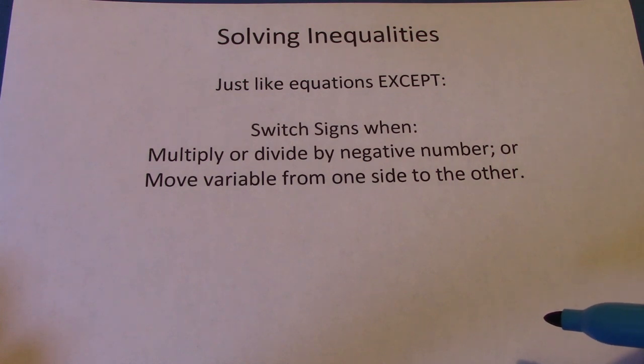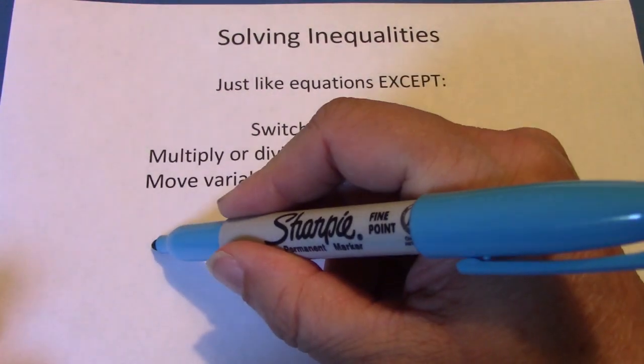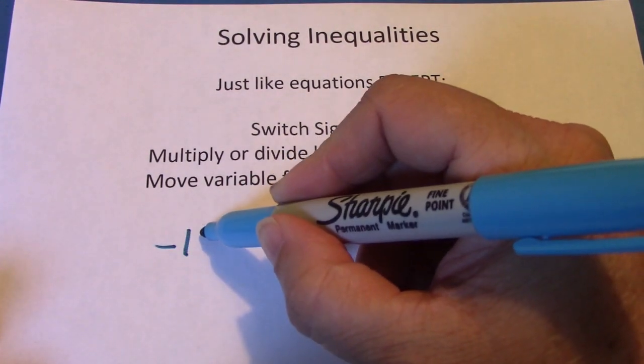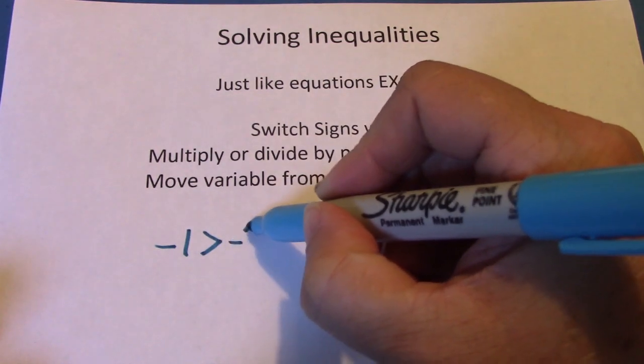The first situation is when we multiply or divide by a negative number. Here's an example of that. We know that negative 1 is greater than negative 3.